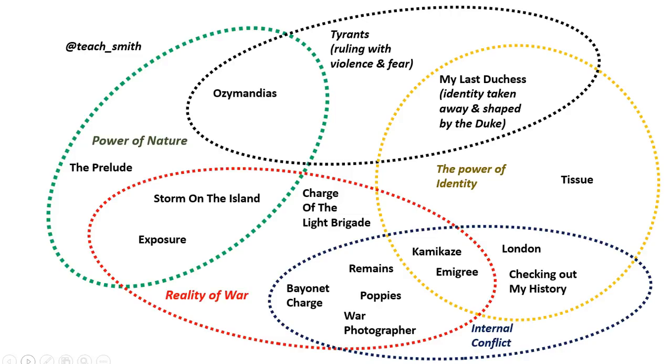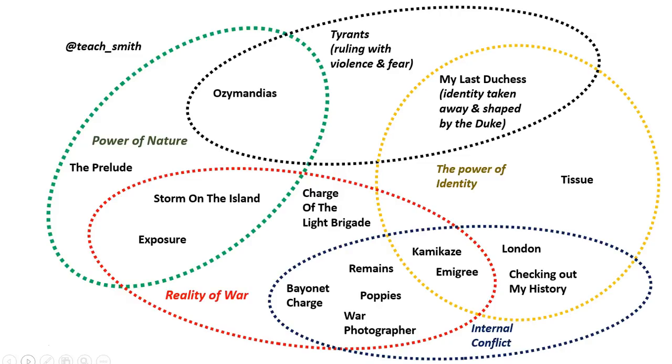Now, the next category that I found the most interesting, I would say, is internal conflict. Inside of internal conflict we have London, Checking Out Me History, Remains, Kamikaze, Emigre, Poppies, Bayonet Charge, War Photographer. Lots of internal conflict. But as you can see as well, there's lots of overlap. So, slowing down. In terms of identity and internal conflict, we see in that part of the Venn diagram London and Checking Out Me History.